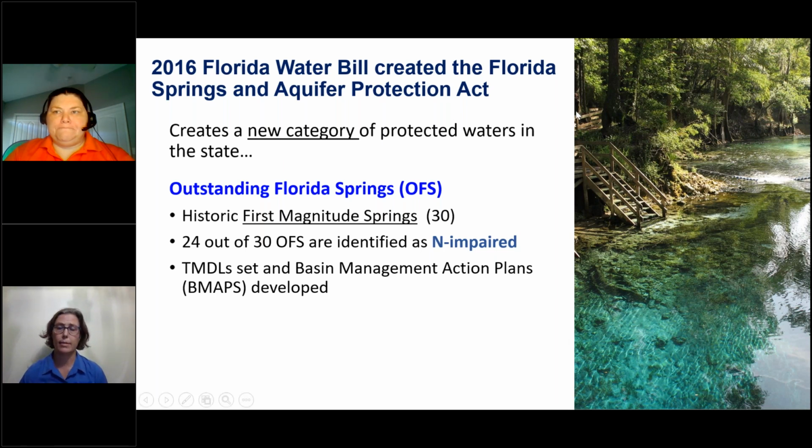A BMAP is really a roadmap of action items that have to be put into place in the springs recharge basin, to really get that TMDL down to the new levels that have been set. And these springs recharge basins can vary in size. Some are hundreds of kilometers squared, others are thousands of kilometers squared, depending on which spring system you're in.